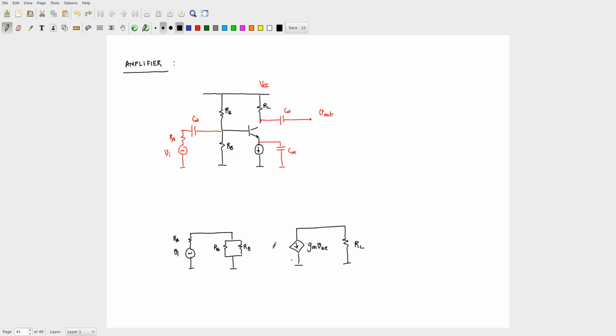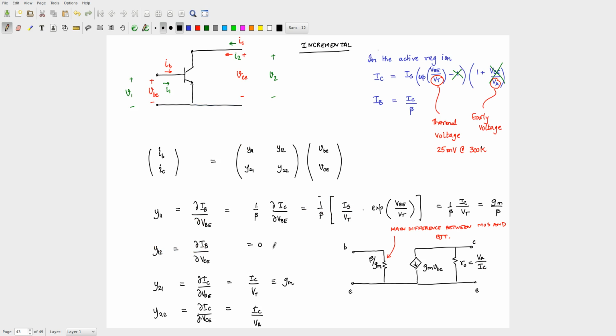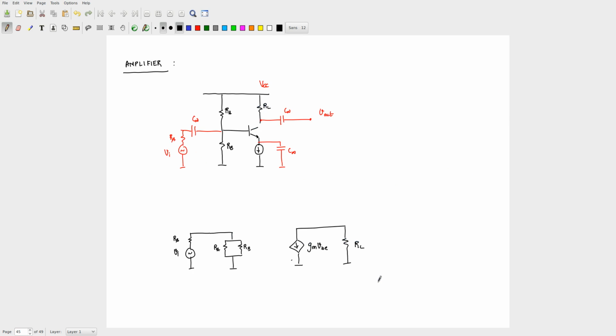Have I forgotten something? Which resistor have I forgotten? Yes, I have forgotten this beta by GM resistor, which has to exist between B and E. So where will that come? If you name the terminals, this is my base, this is my collector, this is emitter. So I need to have another resistor here, which is beta by GM. All right. So now can you write out what is available for you? What is VBE in terms of VI? Very straightforward.